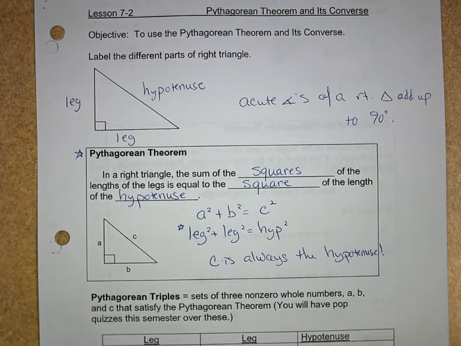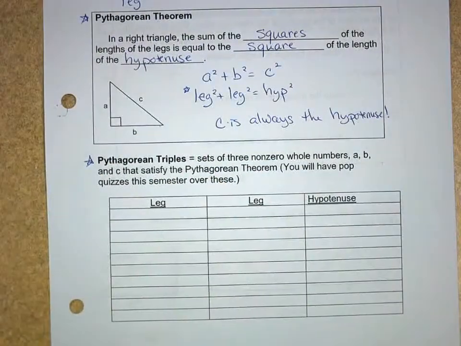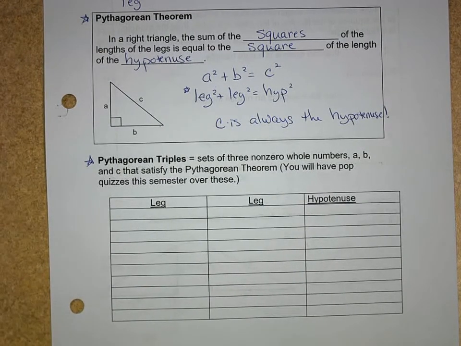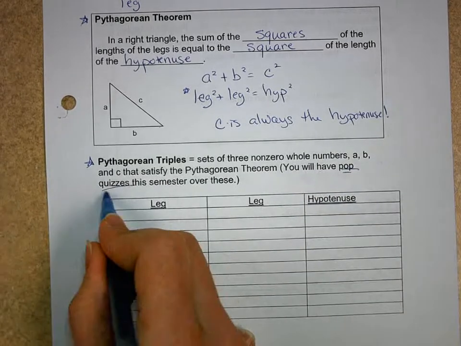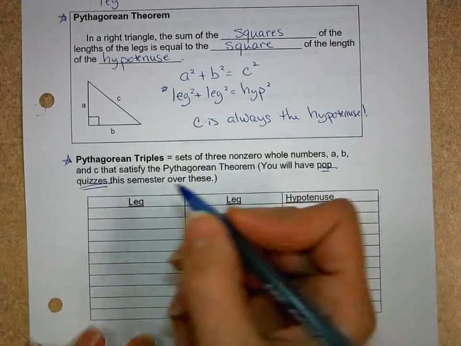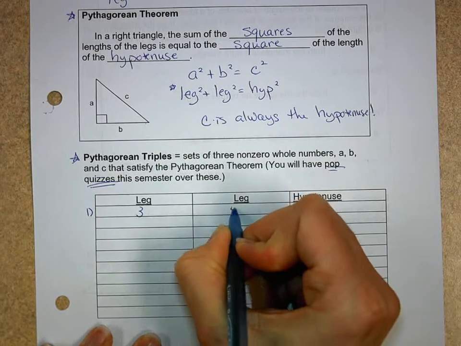So we have the three basic parts that work in the Pythagorean theorem. Well, we have a thing called Pythagorean triples. Pythagorean triples are sets of three non-zero whole numbers that work in the Pythagorean theorem. You will have pop quizzes all semester over these. The reason why we learn them is to help you on standardized tests. It saves time, but also saves time on quizzes and homeworks, and it works well for pre-cal. There are 11 sets of three numbers you have to memorize, and we're using the fact that they make right triangles.